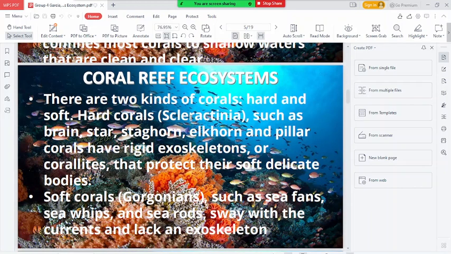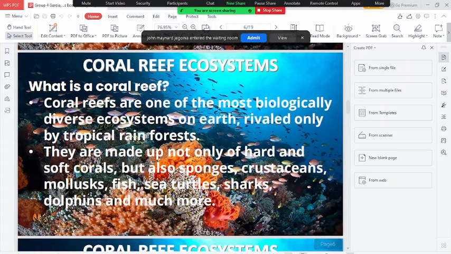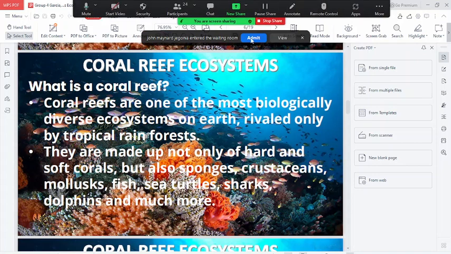There are two kinds of corals, hard and soft. Hard corals, scleractinia, such as brain, star, staghorn, elkhorn, and pillar corals, have rigid exoskeletons or corallites that protect their soft, delicate bodies. Soft corals or gorgonians, such as sea fans, sea whips, and sea rods, sway with the currents and lack an exoskeleton. What is a coral reef?